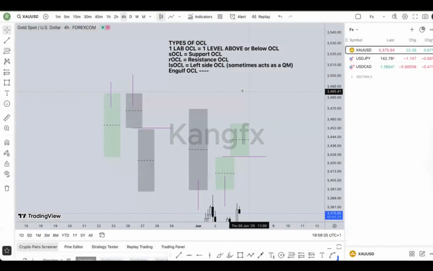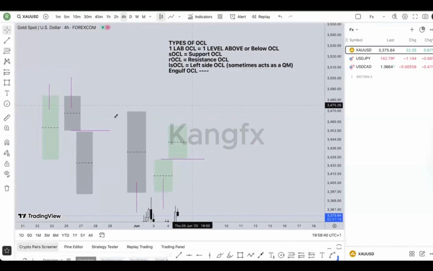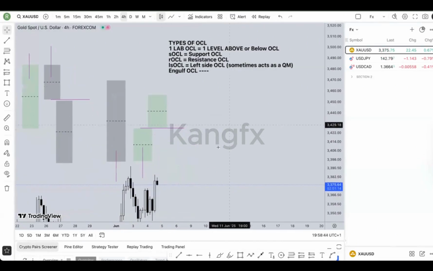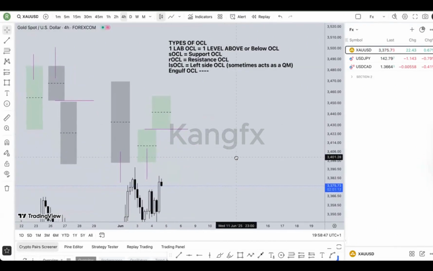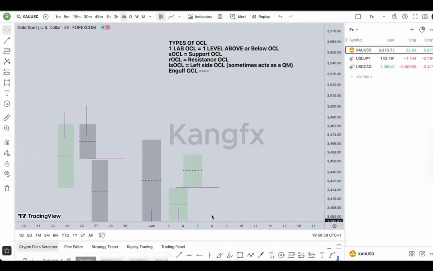So this OCL here is purely different from engulf OCL. Remember, this is a resistance OCL, this is a support OCL. If you want to look at engulf OCL on the chart, this is what you're going to see. This is how engulf OCL looks like. You see this one here for resistance. In engulf OCL, what you will see will be something like this.